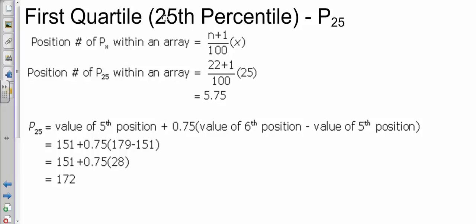Similarly, first quartile, 25th percentile. I've got 22 items, add the 1 of course, and I'm multiplying by the 25%, again 25 divided by 100, and I find that the value I want will be in position 5.75. So go to position 5, go 75% of the way towards position 6. So again, take the difference between the 6th position and the 5th position and go 75% of the way through that. Those are those, and finish it up.